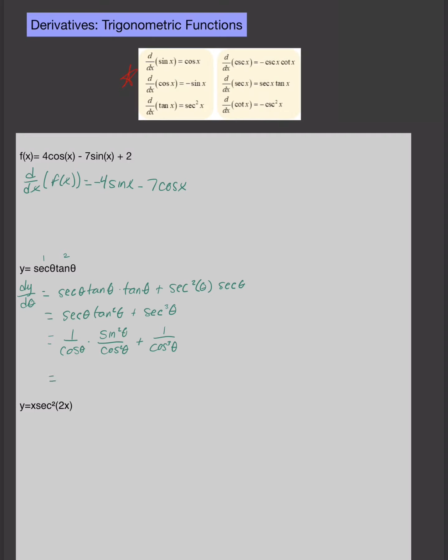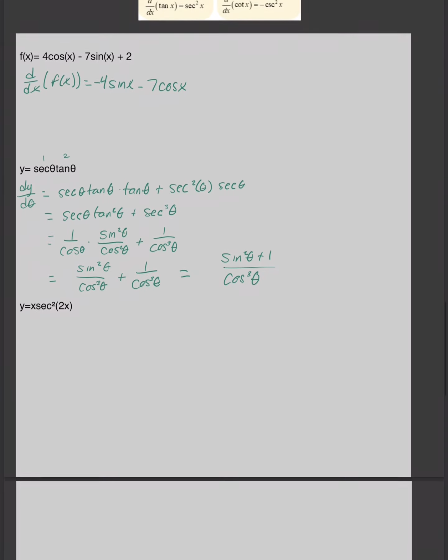And you can see that we're going to get like terms on the bottom, so sine squared theta over cosine cubed theta when we multiply those together, plus 1 over cosine cubed theta. And this will all equal sine squared theta plus 1 all over cosine cubed theta. So that's for that example.